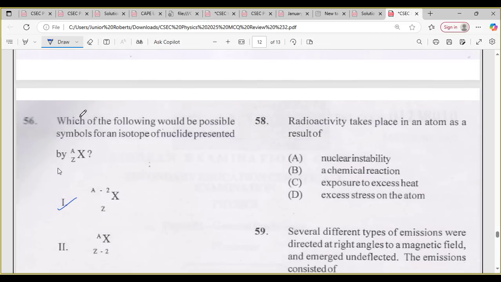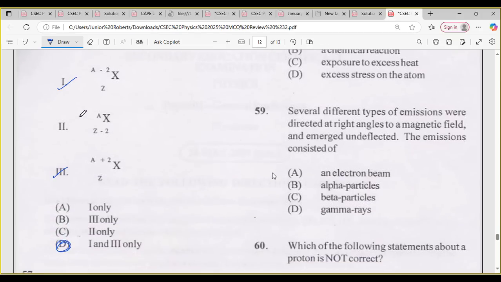58 now says that radioactivity takes place in an atom as a result of, so radioactivity is due to the nucleus of the atom being unstable, or due to nuclear instability. All right, 59.